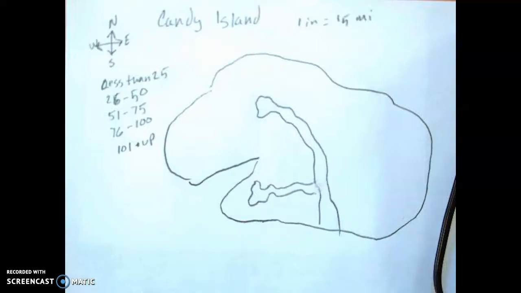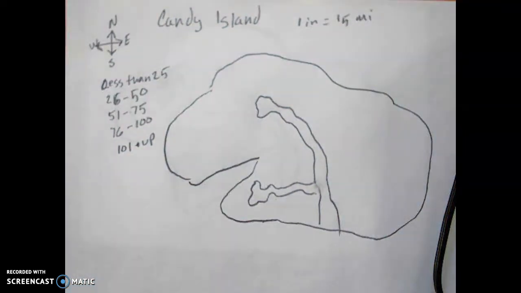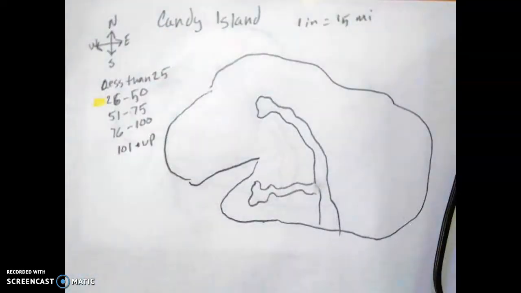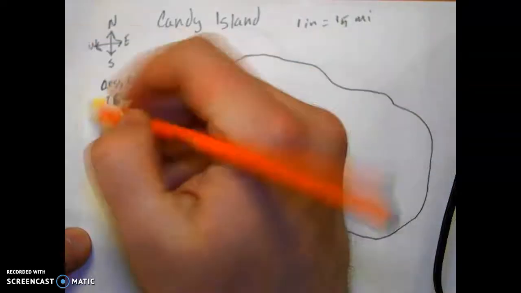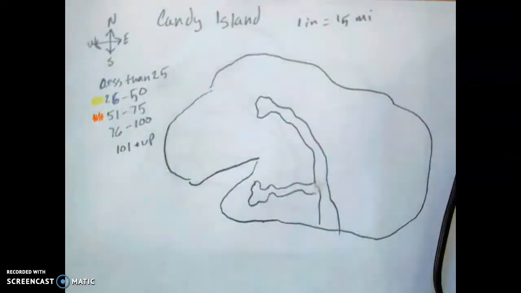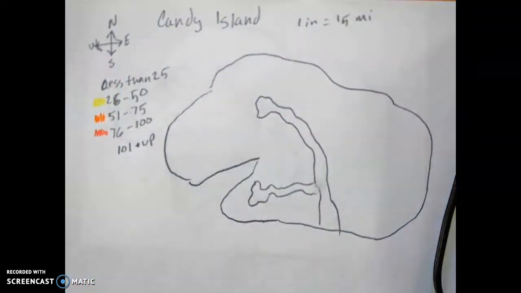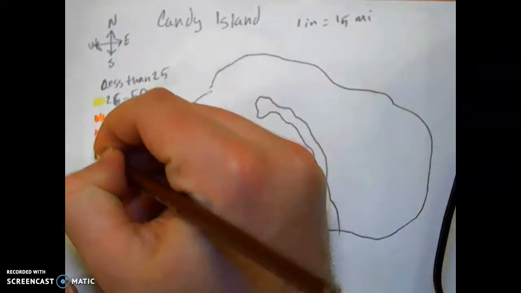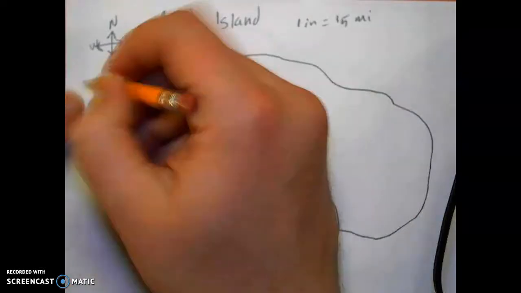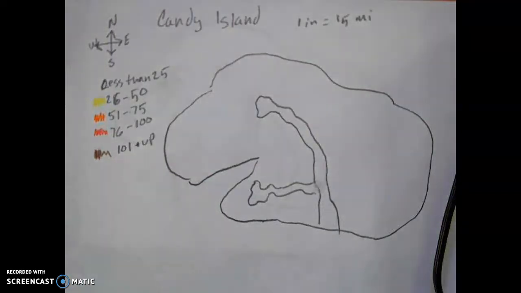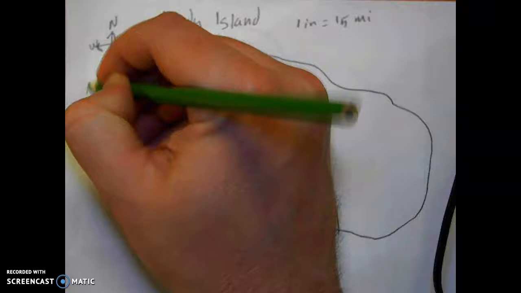All right, so the next thing I got to do is add some colors to my key. All right, so I'm going to use yellow for 26 to 50. We'll use orange, 51 to 75. We'll use red, 76 to 100. And I'll use brown for 101 people per square mile and up. Okay, and I need one for less than 25 as well. I just forgot that. We'll use green for that. Okay.